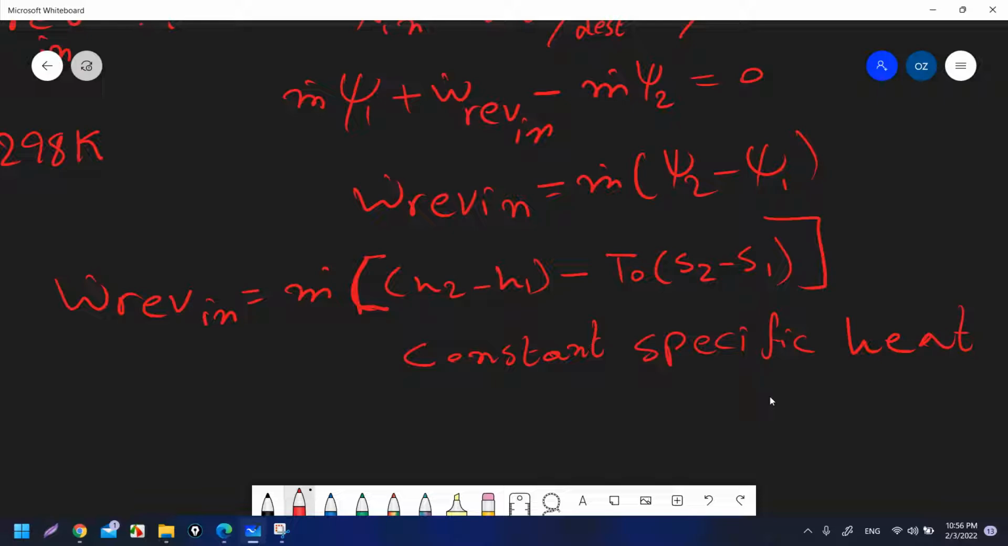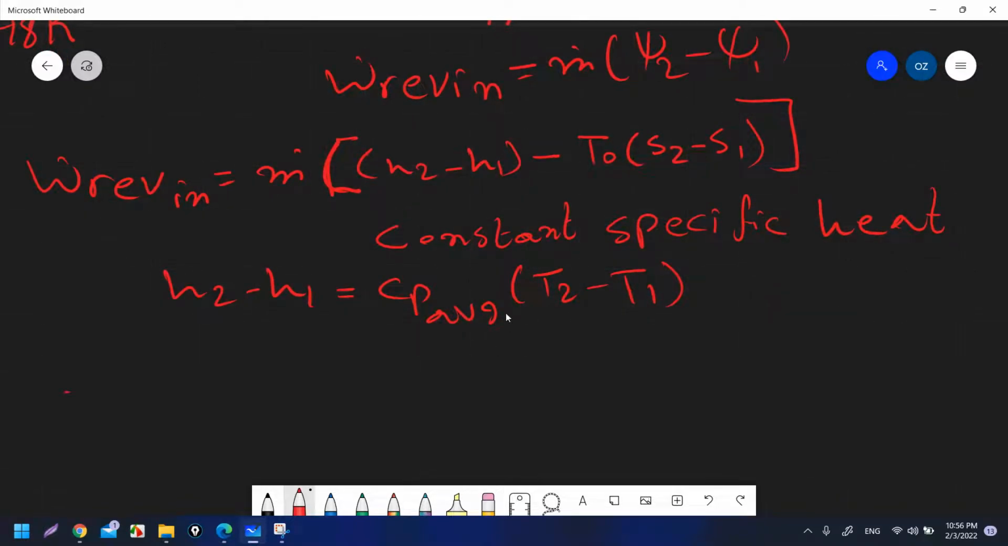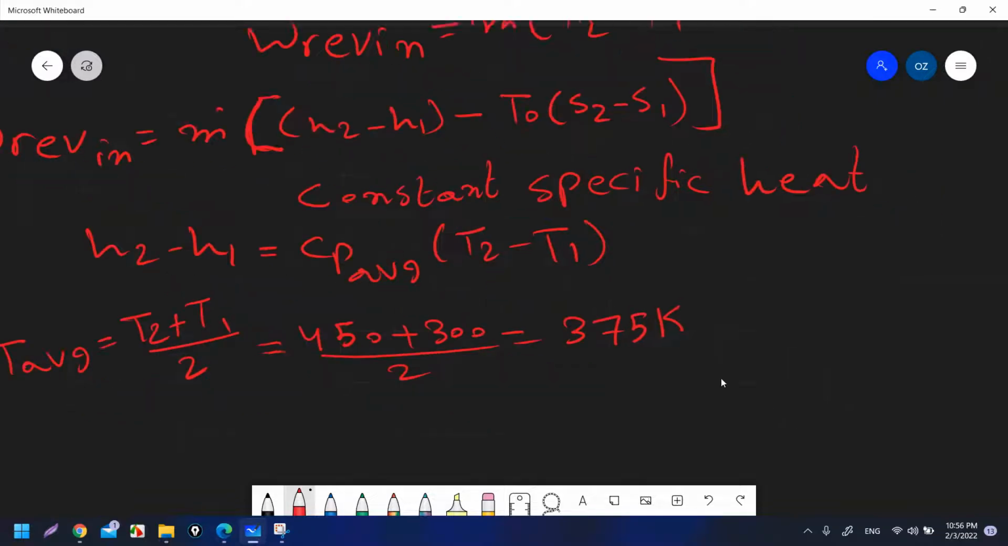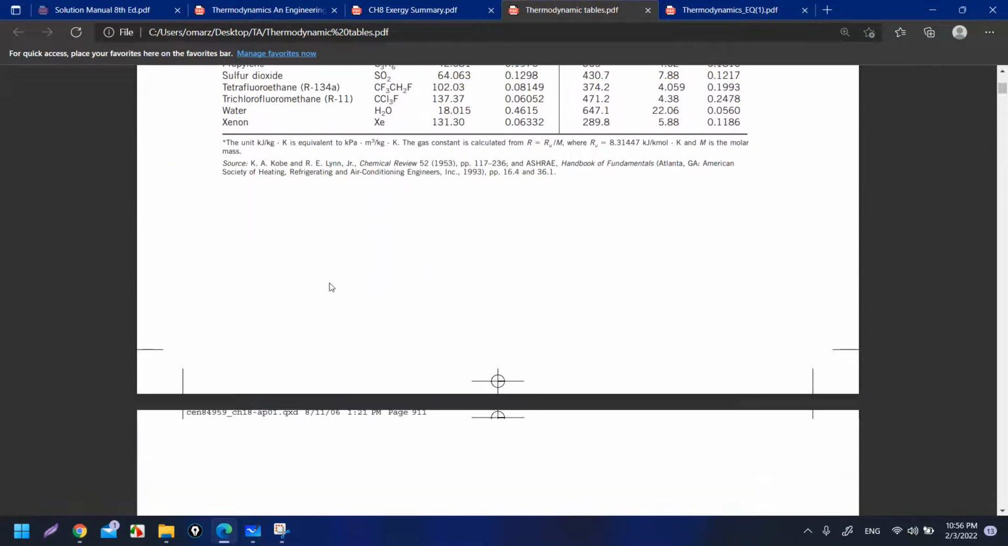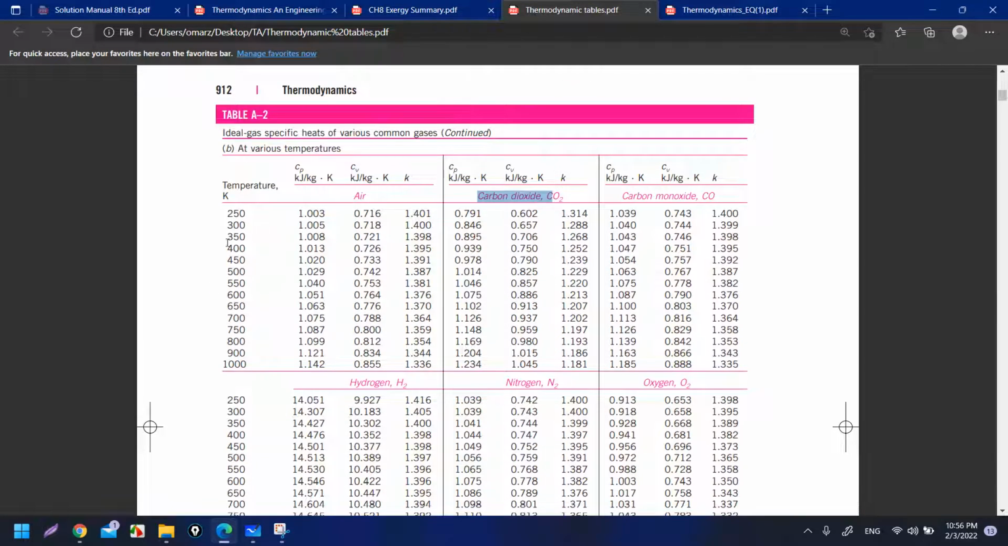Constant specific heat. Okay, h2 minus h1 will equal Cp average times (T2 minus T1). For carbon dioxide, I have a table for the various temperatures, so I have to get the Cp at T average, (T2 plus T1) over 2. This will equal 450 plus 300 over 2, and this will give you 375 Kelvin. So Cp average at 375 Kelvin, let's find it here. Carbon dioxide, this one, 375 is exactly at the middle between 350 and 400. So I can take the values at 350 and 400, add them and divide by 2. Okay, so let's do this.